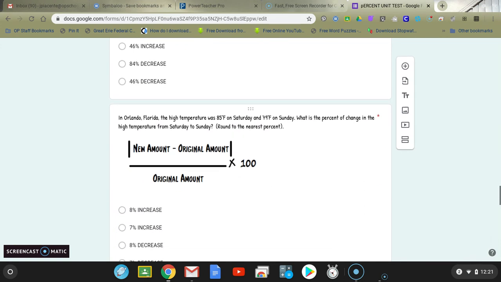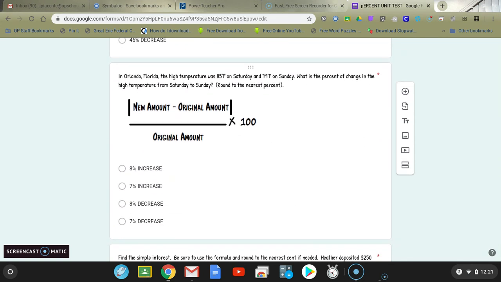Okay, in Orlando, Florida, the high temperature was 85 degrees on Saturday and 79 degrees on Sunday. What is the percent change in high temperature from Saturday to Sunday? So it started at 85. Now the temperature is 79. What's the percent change? 8% increase, 7% increase, 8% decrease, or 7% decrease?